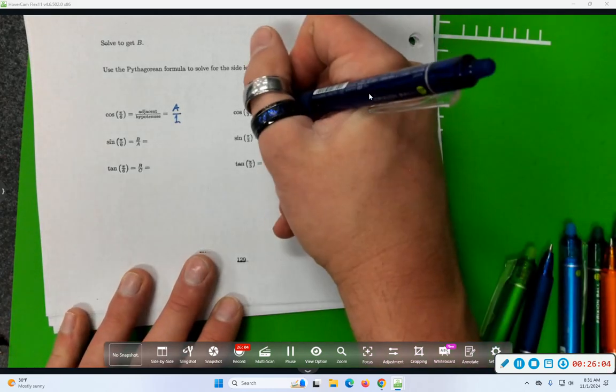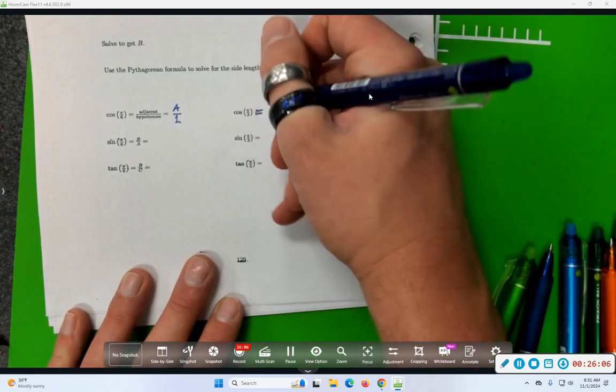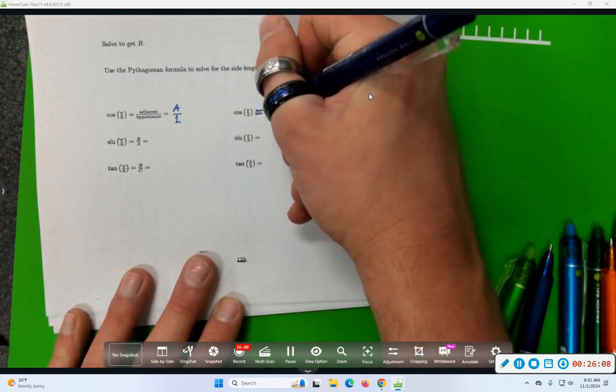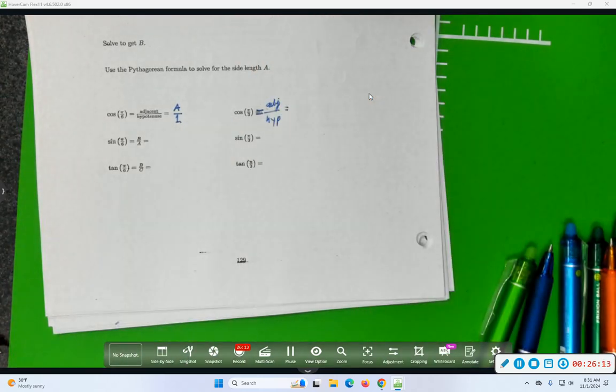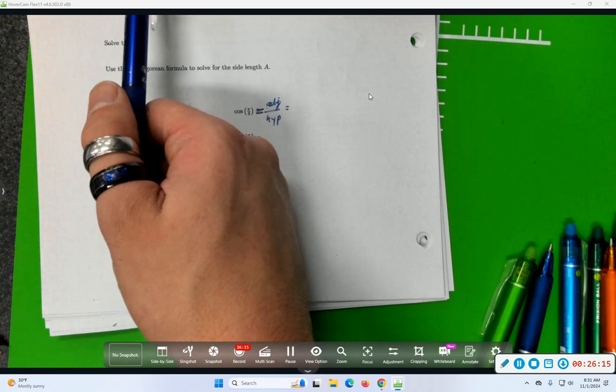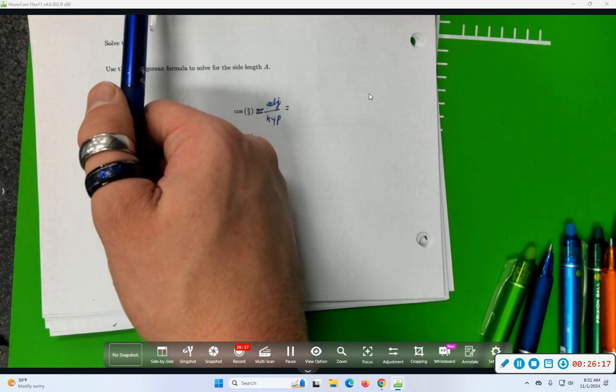Similarly, how about cosine pi over 3? Cosine pi over 3 is also the adjacent side length divided by the hypotenuse. There's the angle pi over 3. What's the side length that is adjacent to pi over 3?